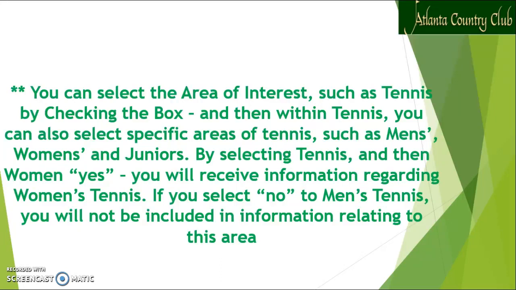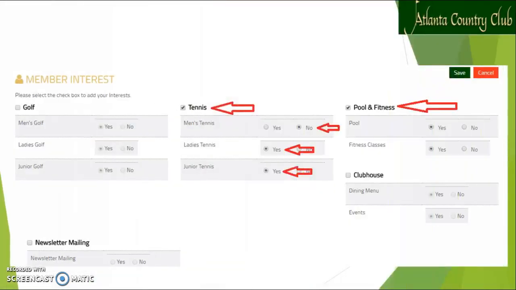If you select no next to the men's tennis, you will then not be included on the information that is sent out regarding specifically men's tennis. So that will exclude you from those topics. Again, this would be a visual example.